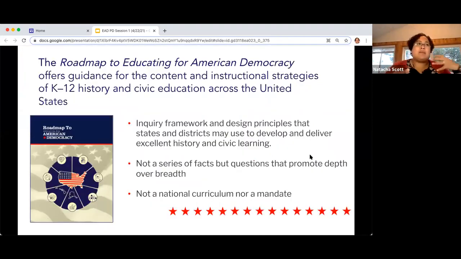Making sure that, as we think about this roadmap, it is not a curriculum or a mandate. It's not just a series of facts. Lots of times when we think about state standards, we just think of a series of facts. This is not that. This is actually about how we embed inquiry, and we have these design principles that states can then take and develop and deliver excellent history and civic learning, because we know that in different communities, it's going to look different. And these guiding questions really get to the depth that we want to see.